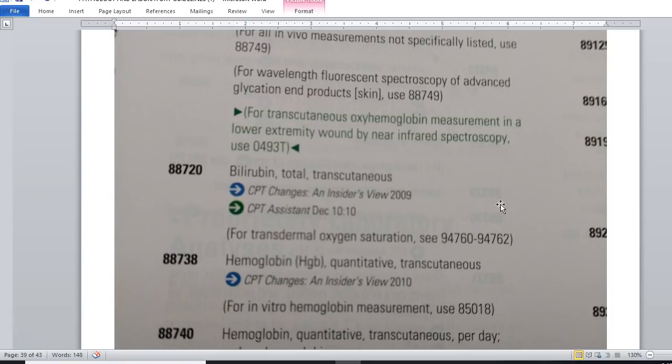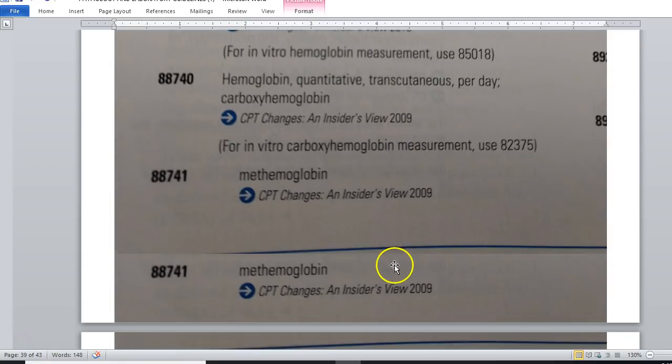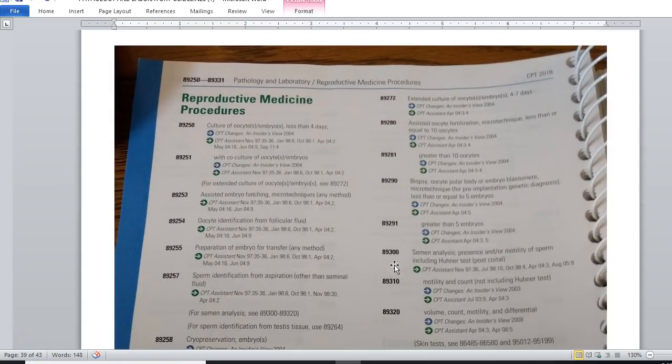And so again, we're looking at these specific ones. So things that we can look at: bilirubin, hemoglobin, methemoglobin, and then we have an unlisted service for any other ones. And again, these are going to be under in vivo, okay, because we're going through the body.